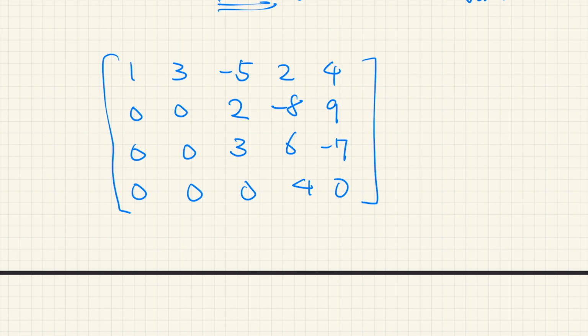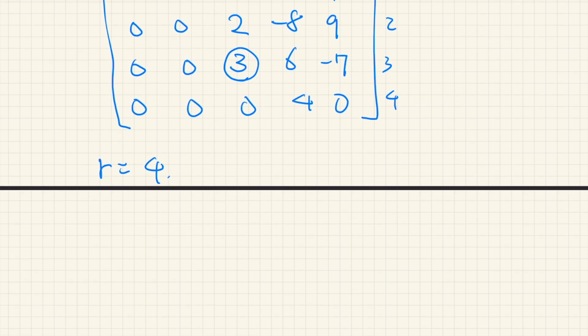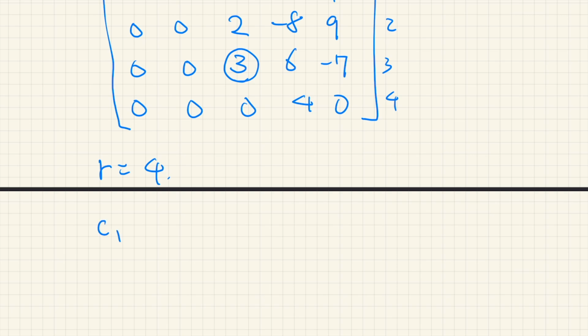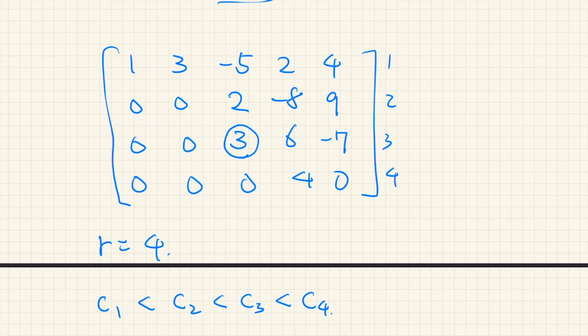Here is a simple quiz. Is this matrix in the echelon form? Yes or no? The answer is no. So what's wrong? There are 4 rows, 1, 2, 3, 4, that contain non-zero elements. So in the language of the definition, r is 4. So for this r, there should be c1 less than c2, which is less than c3, which is less than c4.